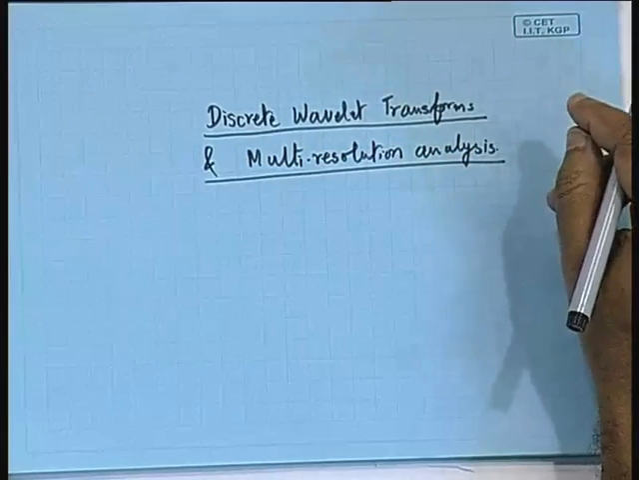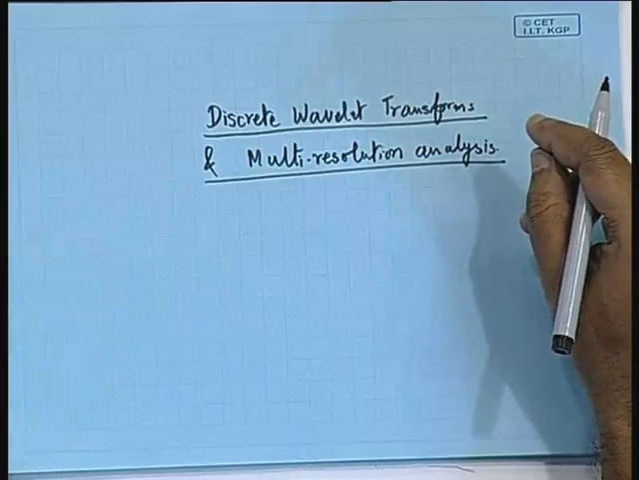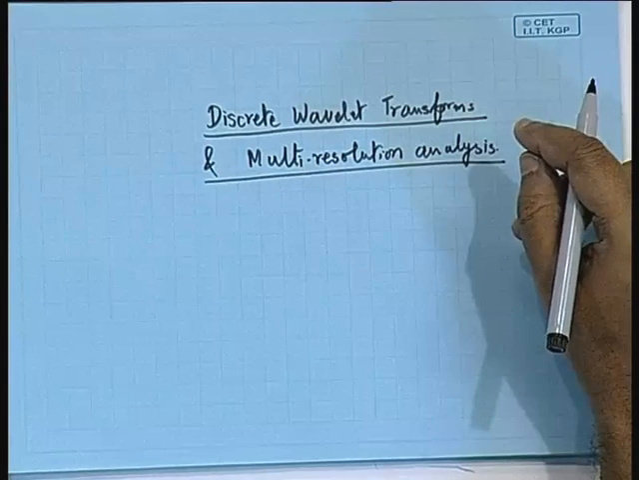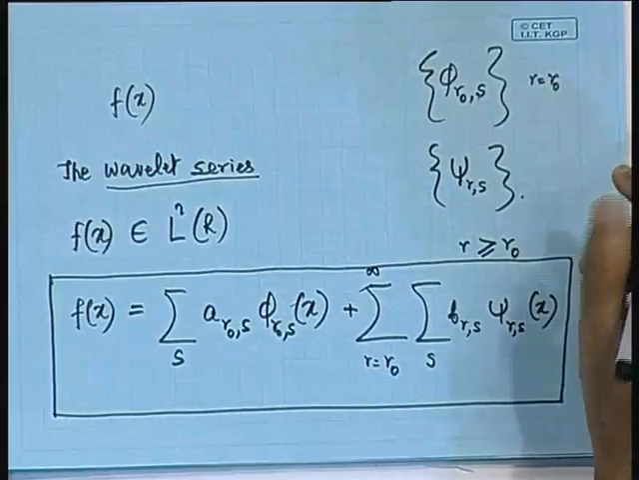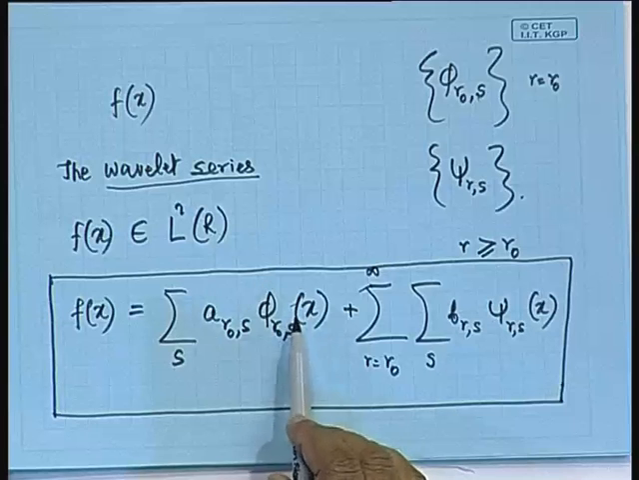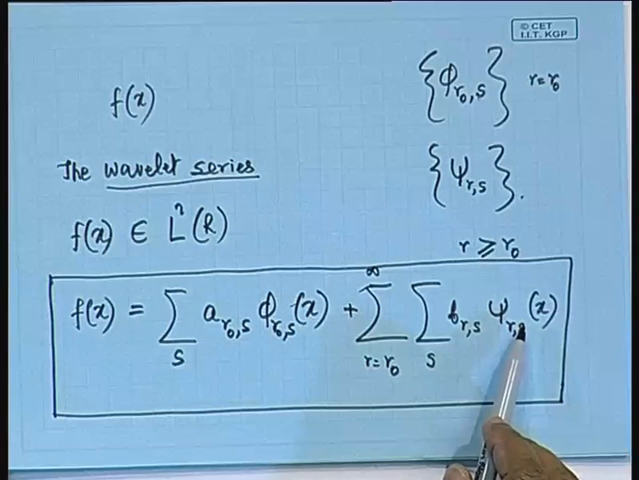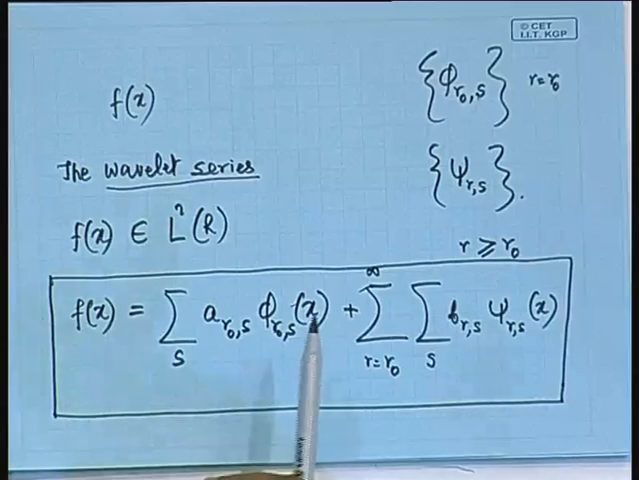Now, before we begin this topic, let us have a look at what we did for the continuous wavelet functions and the continuous scaling functions. In fact, this kind of a series that we had realized, we are calling that the wavelet series. So, essentially we are using this set of scaling functions and this set of wavelet functions in order to approximate a continuous valued function f of x.